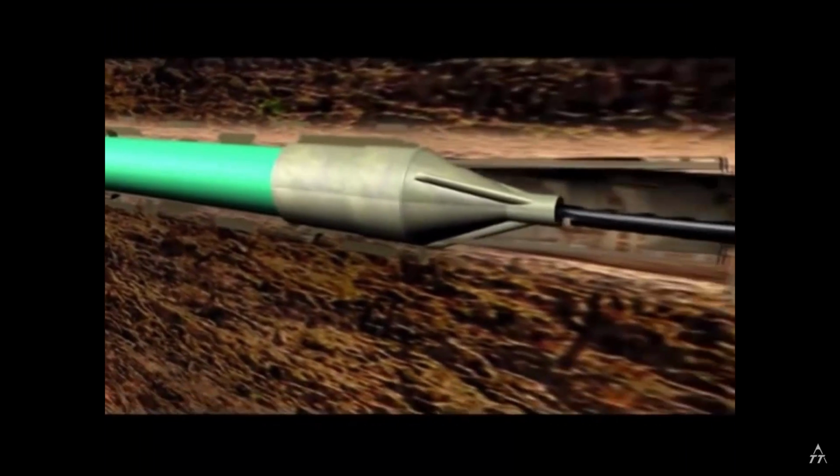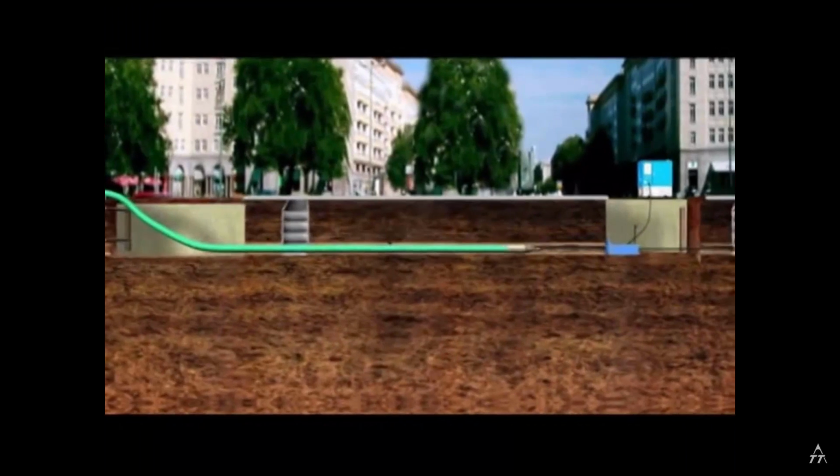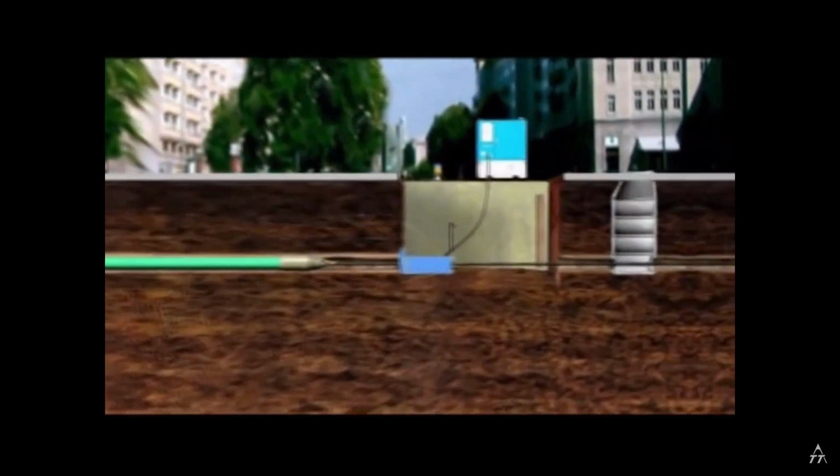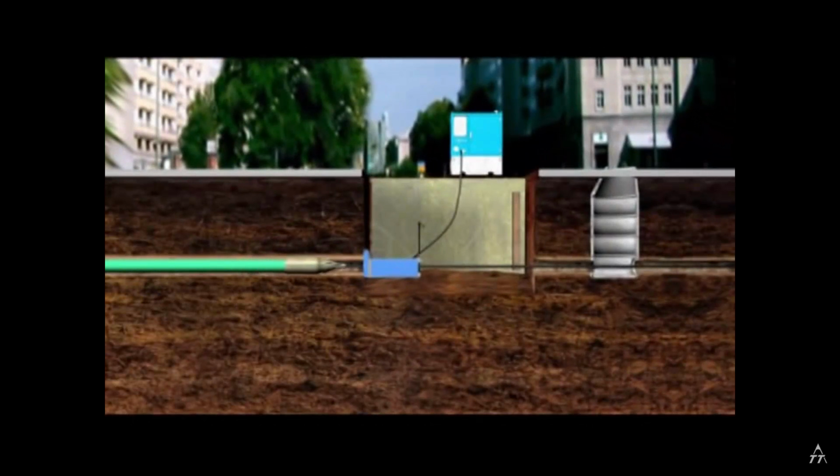House connections can be installed or replaced directly from out of the pit or the manhole to the interim pit without open trenches.